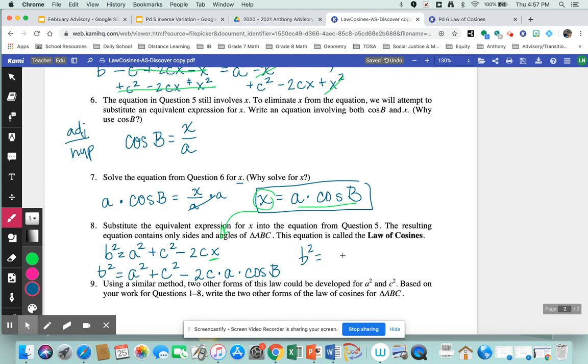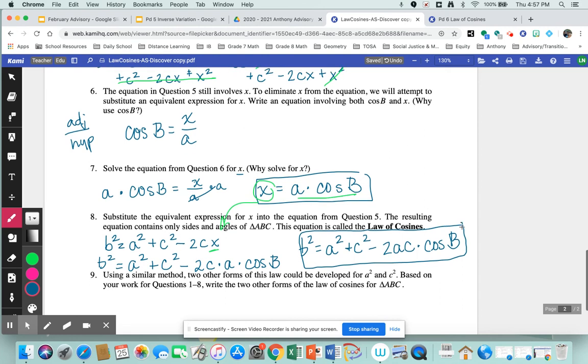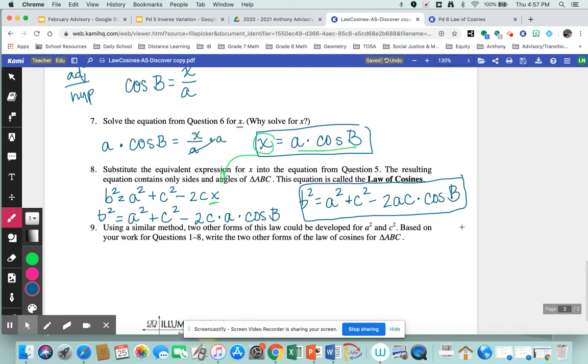b squared is equal to a squared plus c squared minus 2ac, we just want that alphabetical, times cosine of b. This is the law of cosines. So if we want to know a side of a triangle or an angle of a triangle that is an acute triangle, we can use this. Now, there are different versions of this depending on what we know. So that's step 9, saying use a similar method.